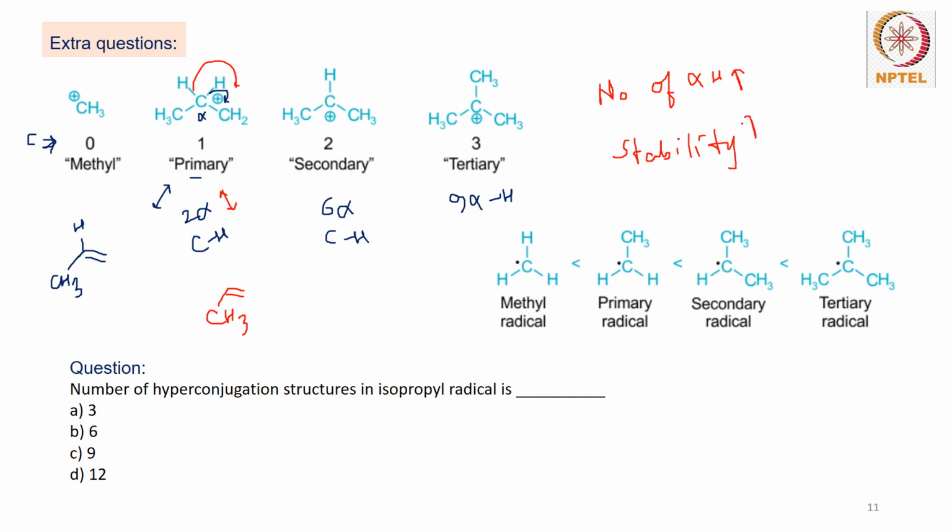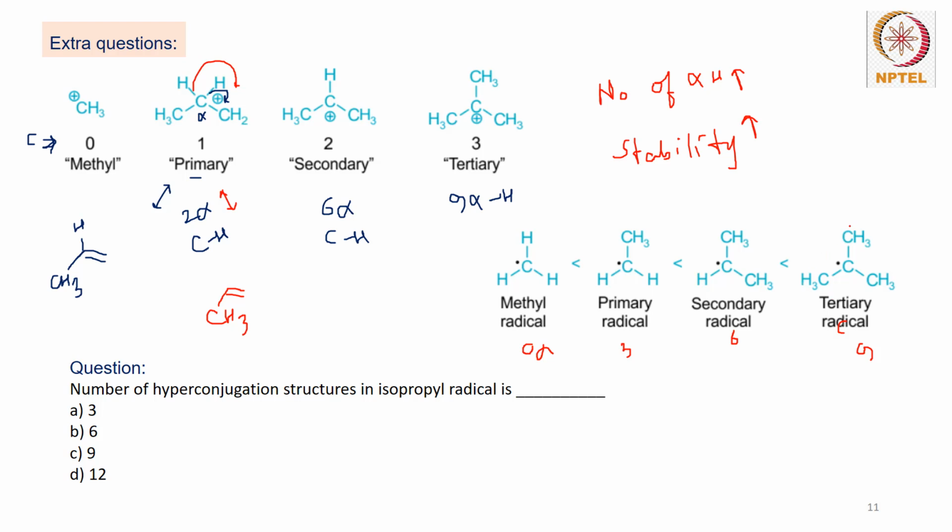So stability will get increased. There is this C-H bond electron getting delocalized, so that's why the more the number of alpha hydrogen, the more the stability. In case of radical also, you can see this is a methyl radical, there is no alpha hydrogen, so it's 0 alpha hydrogen. It has 3, it has 6, it has 9. So it has 9. So the stability order will be, this will be more stable.